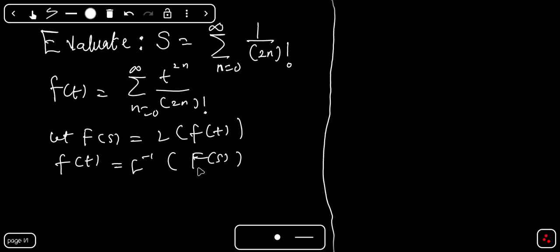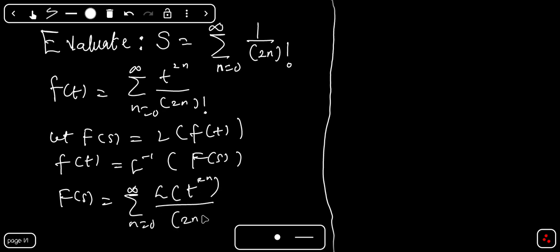Okay, now let's find the Laplace transform of f of t. So we can now say that F of s is equal to the sum of n from 0 to infinity of the Laplace transform of t raised to the power of 2n over 2n factorial. So what we have to do now is to know the Laplace transform of t raised to the power of 2n. So how do we know it?